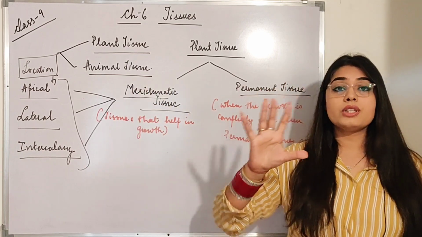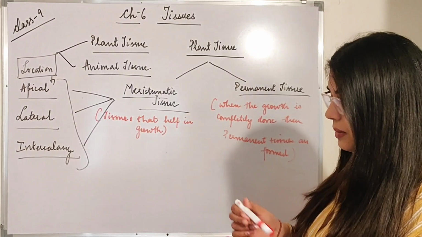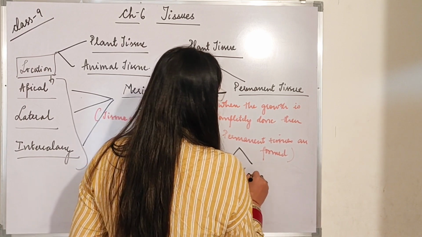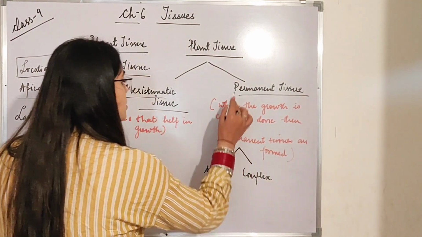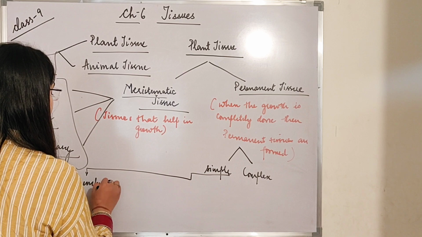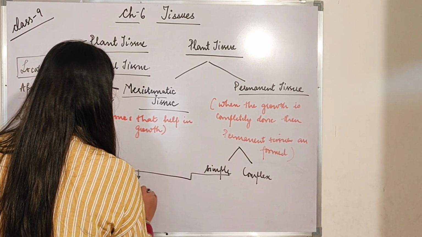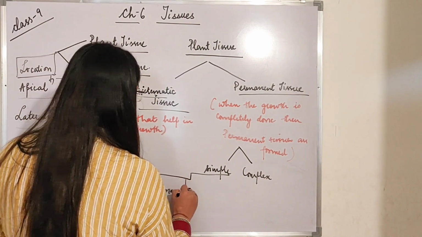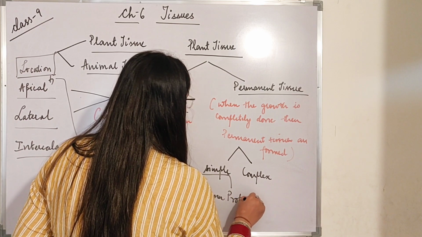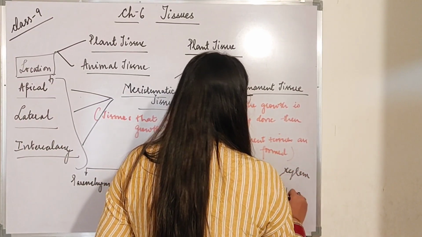When in the exam it comes that you have to draw the different types of plant tissues you have studied in this chapter, you can easily draw this flow chart. The next one is permanent tissue. Permanent tissue is divided into two groups: simple and complex. Simple permanent tissue is again divided into many parts: the parenchyma, sclerenchyma, collenchyma, and protective tissues. Complex tissue also has two types, that is xylem and phloem.